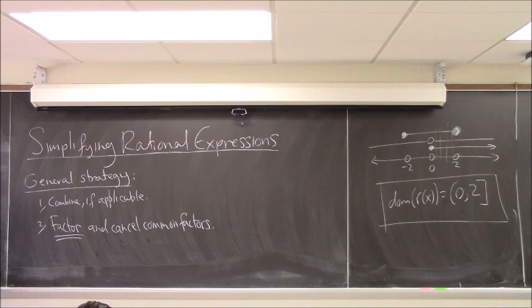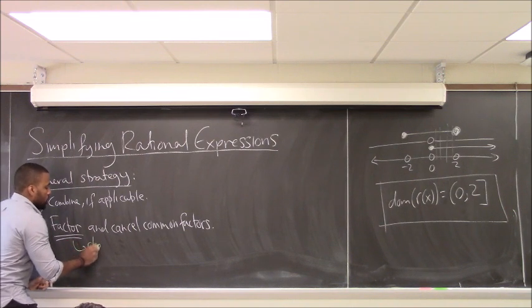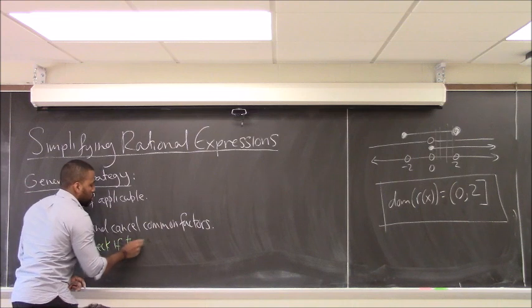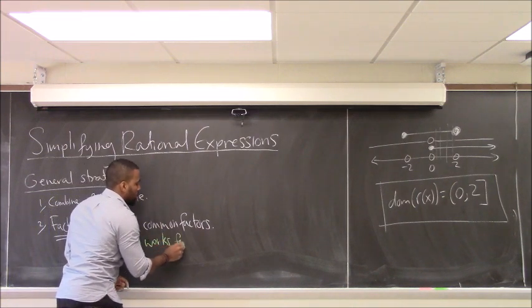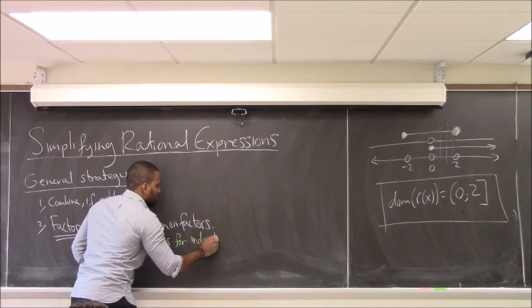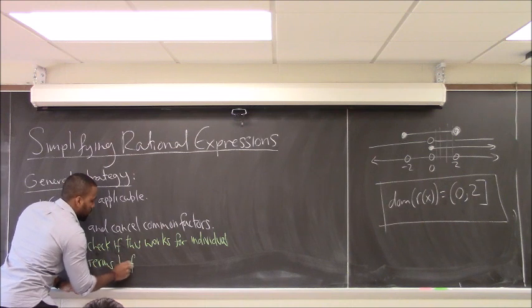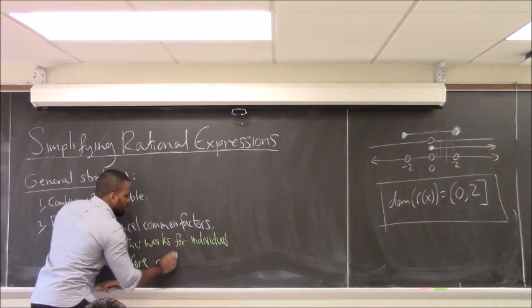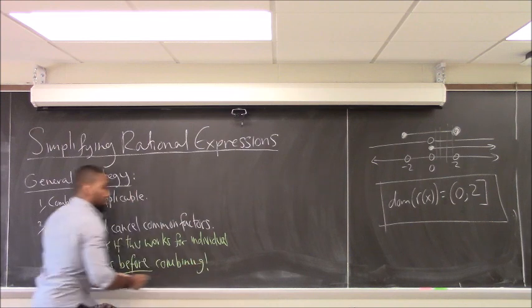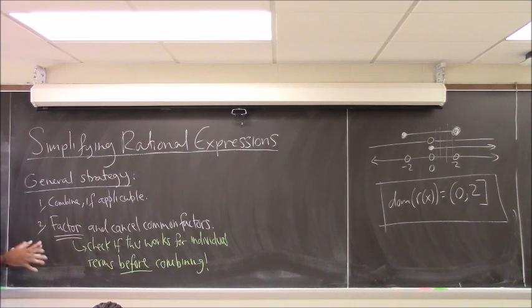And what I would also recommend is that you check if this works for individual terms before combining. So that should be your general sense of approach. There might be a few cases that are different, but by and large, with these two approaches, you're going to be simplifying rational expressions. We looked at factoring in detail, and so that shouldn't be bad.